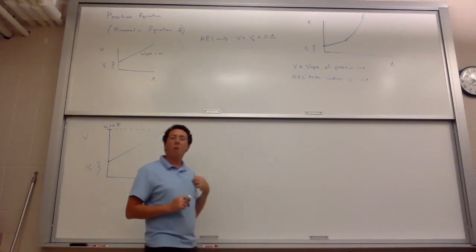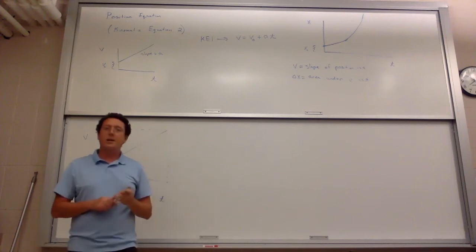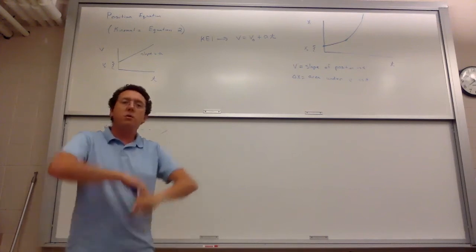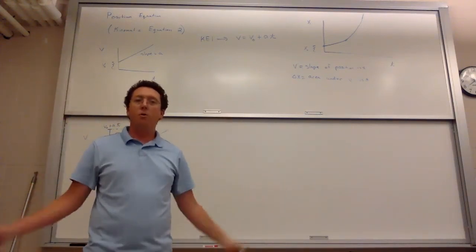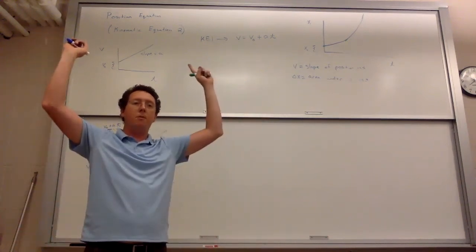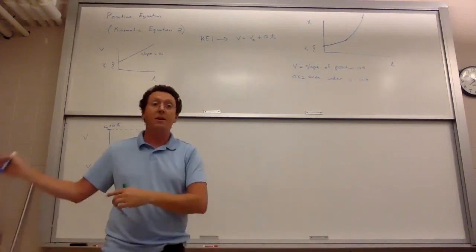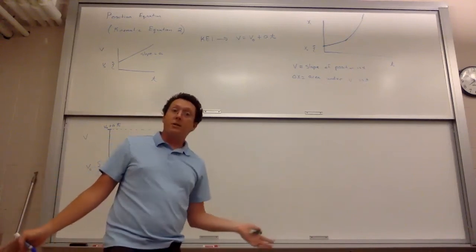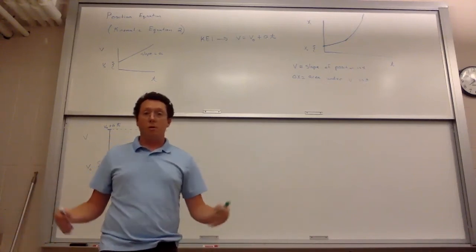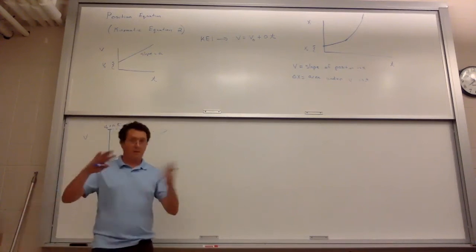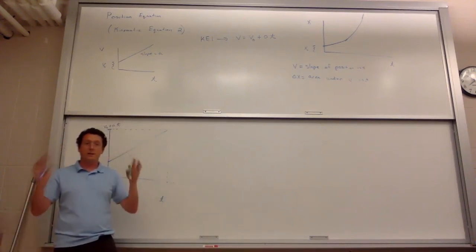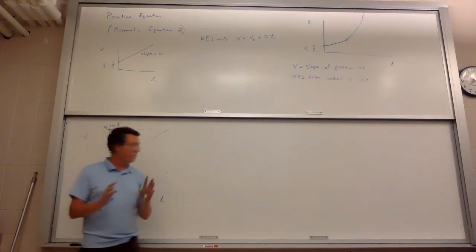I'm doing everything symbolically because the goal is to come up with an equation which works no matter what. It'll work when the object is going up. It'll work when an object is going down. It'll work when an object is going right or left. As long as the acceleration is constant, these equations will work. They don't care about the directions of things.